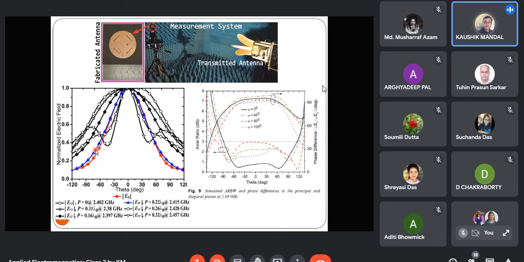So from this plot we can say that for this particular gap between the slots, this particular antenna will exhibit circular polarization, because now the E theta and E phi components are almost equal with each other. So it will be circular polarization for this particular gap between the slots. So this is one point you can check, to see for which particular value it will give you circular polarization.